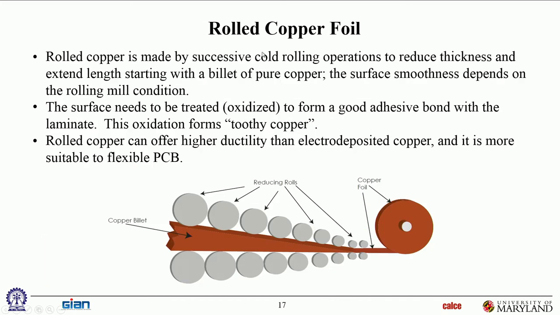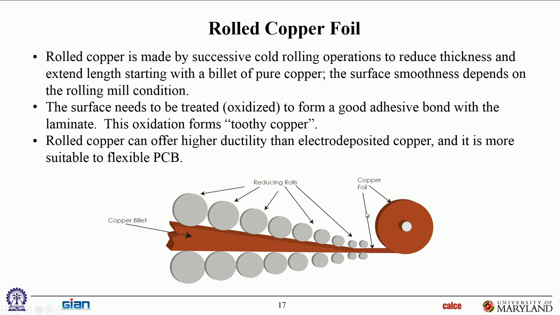Then the rolled copper is actually made from ingots or billets, and the billets are slowly rolled between these rolling wheels in a rolling mill through thinner and thinner and thinner separation until you get it down to the thickness that you want. So if I want 1 ounce copper, I would go in a rolling mill until the thickness came down to 35 microns, and then I would spool that. If I wanted 2 ounce copper, I'd only go through to about 70 microns, spool that. So you would set your rolling mill for whatever thickness copper you want.